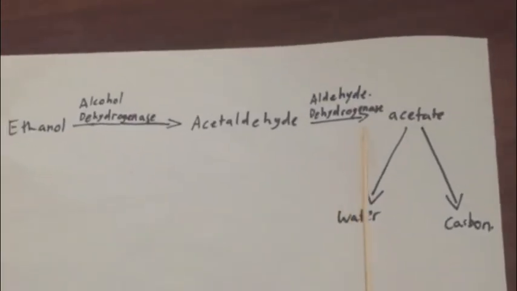Luckily, the body can easily break down ethanol into acetate using a two-step method, and this can be excreted as water and carbon.